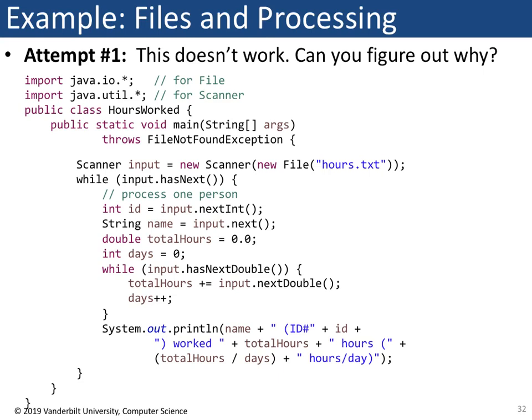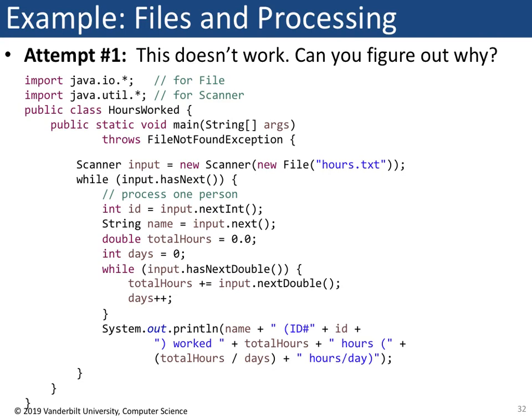So in the example from the previous slide, we saw they had an employee ID, their name, and then a sequence of doubles that were the number of hours worked. So we're going to try to read in all the doubles until we see no more doubles to read, and then we will print out their information and start on the next person. That's a good idea.